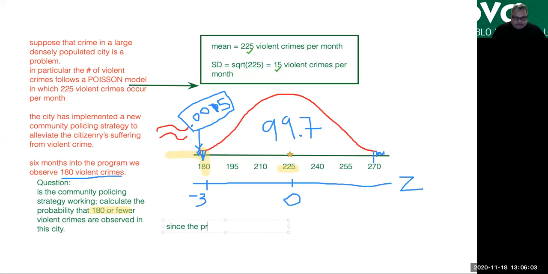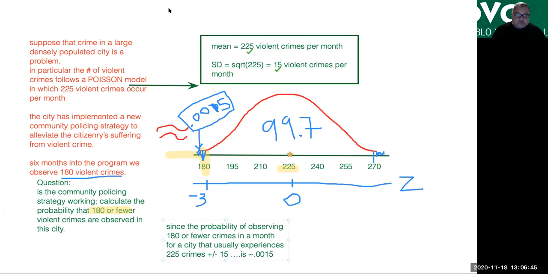So, since the probability of observing 180 or fewer crimes in a month for a city that usually experiences 225 crimes, give or take 15, is 0.001 something, 0.0015 approximately, the implication of that is that it's nearly impossible for that to happen randomly.